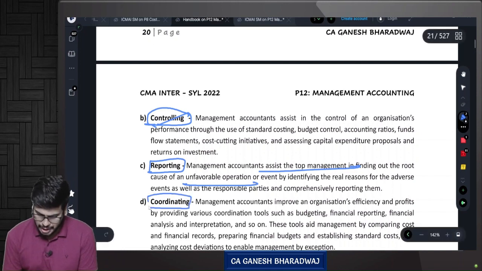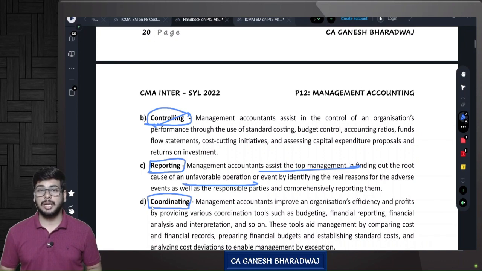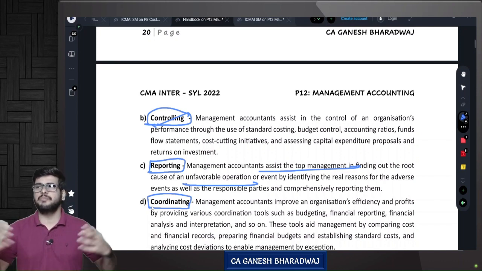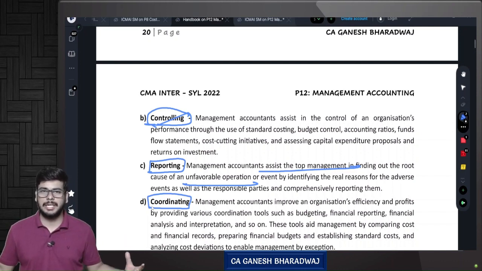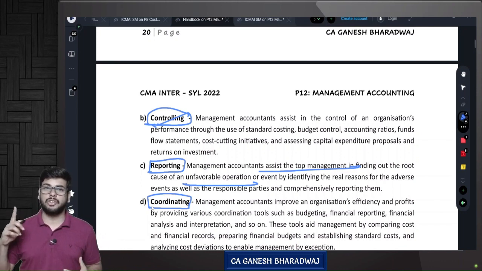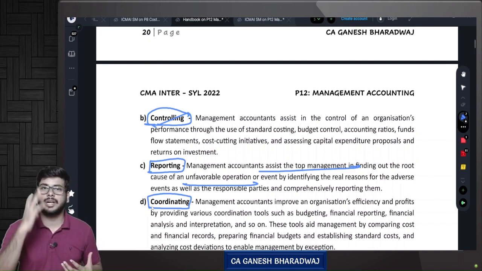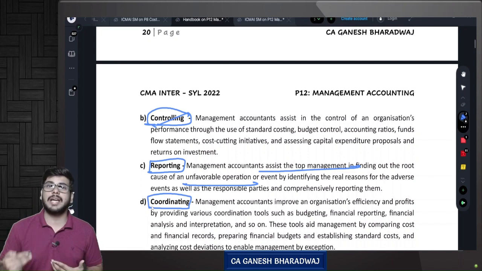Reporting. Coordinating. Obviously, it's not an easy task. So if you see big companies like ITC or Reliance itself, just imagine the volume of Reliance. They have so many departments under the company. Now a management accountant sitting on the top needs to coordinate with all these people, see whether the company is actually moving in the right direction or not, whether it is going as planned or not.